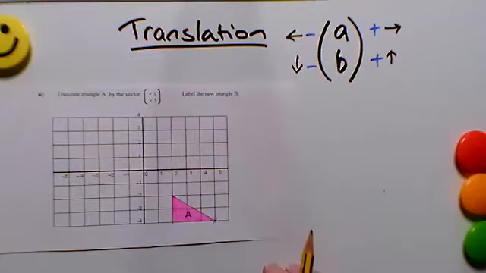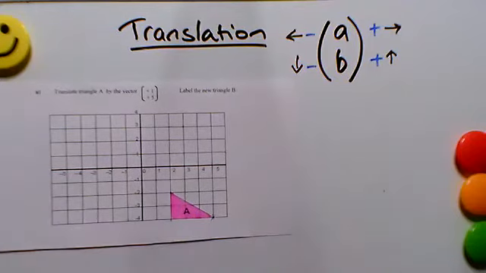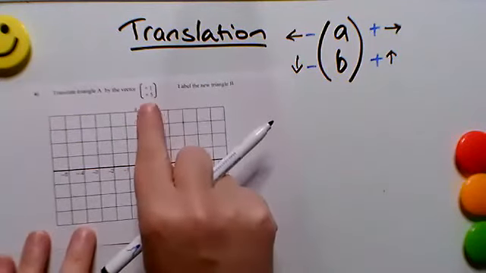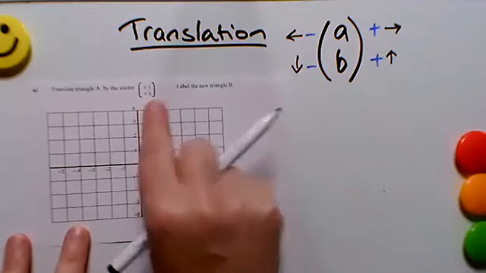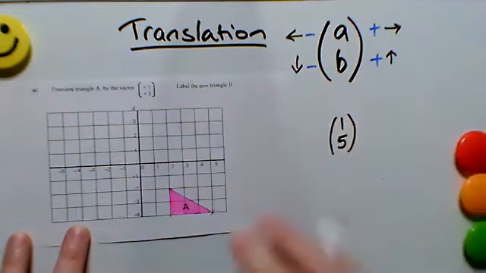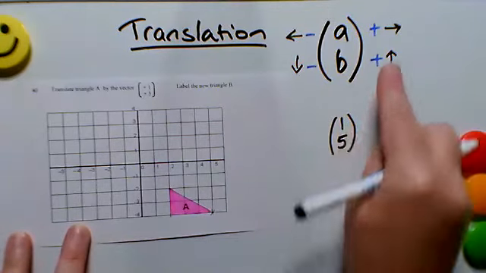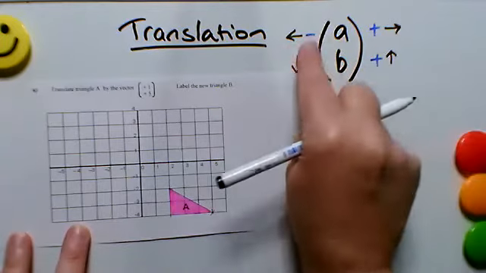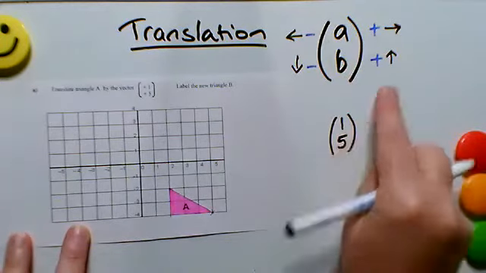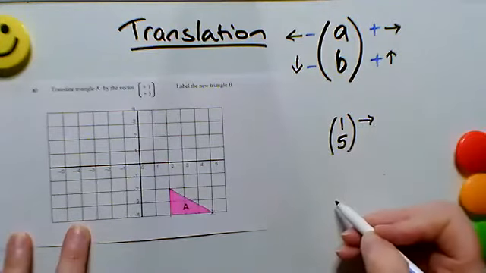I'm going to demonstrate to you how to translate a shape. We'll start with this shape here, and the vector that tells us how to translate the shape is given as (1, 5). Now the 1, the number at the top, tells us whether we're going to go to the right or to the left. So this is a +1, so this tells me I'm going to go 1 position to the right.